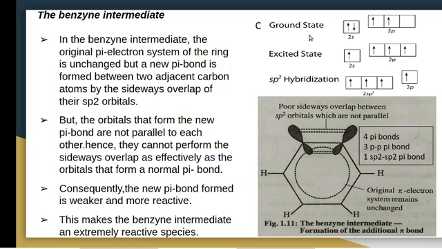So carbon has an electronic configuration of 1s2, 2s2, 2p2. 6 electrons are there. So 1s2 is not shown here. In the excited state, one electron from the 2s orbital will move to the p orbital. So we will get an electronic configuration like this. So sp2 hybridization occurs in benzene. So the 2s and 2p orbitals together hybridize, forming 3 sp2 hybridized orbitals.